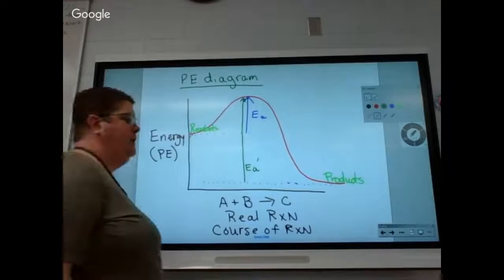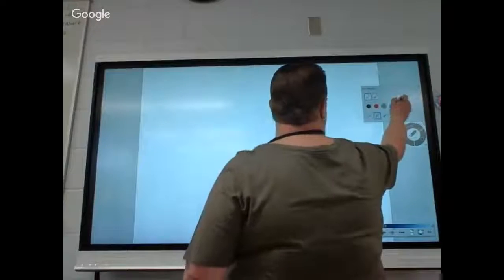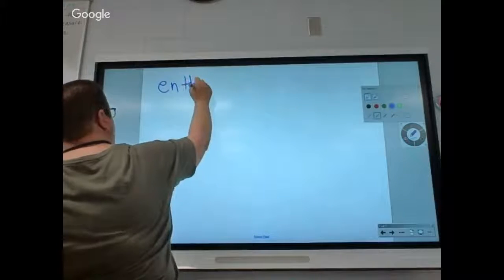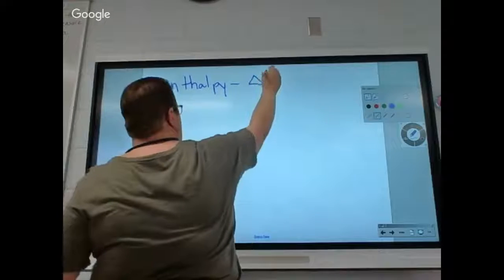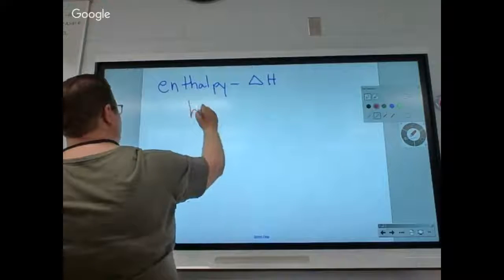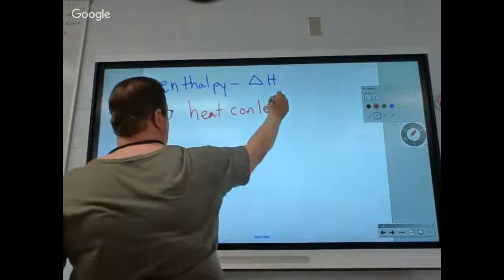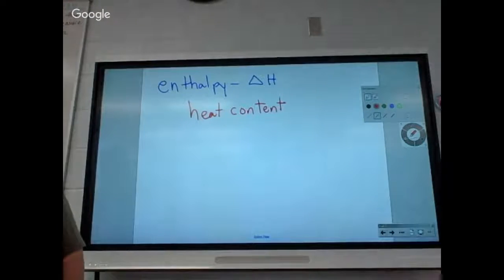Okay. Now, the last thing we have to find on this is a new vocabulary word for us that we're going to use tomorrow too. It's called enthalpy. Enthalpy is delta H. It means heat content. Okay? Enthalpy means heat content.